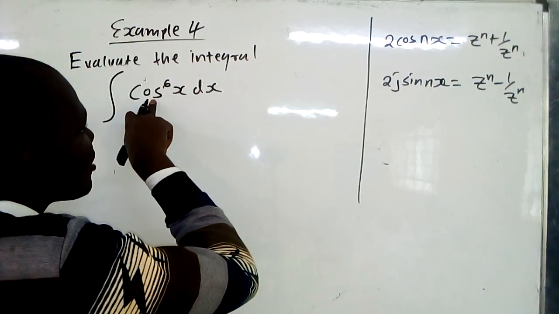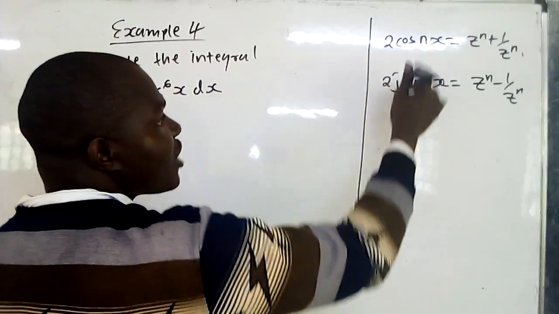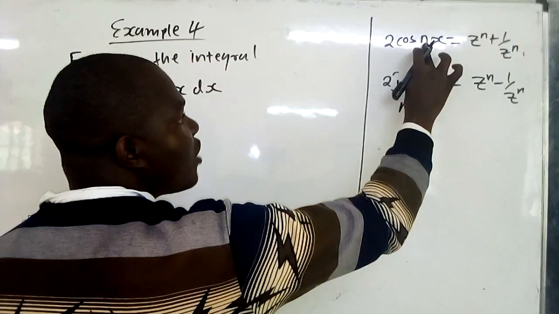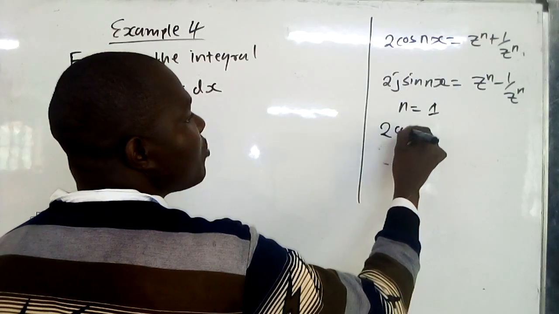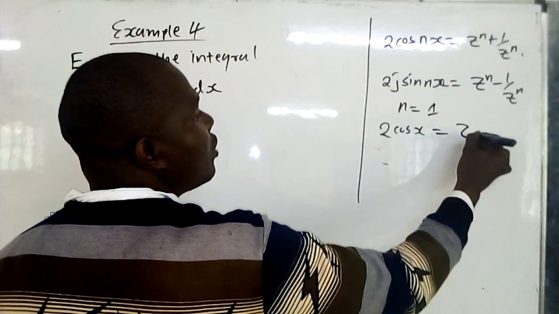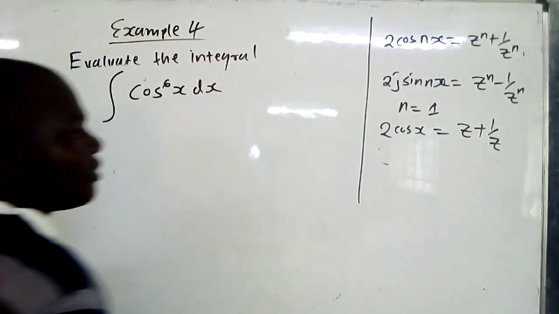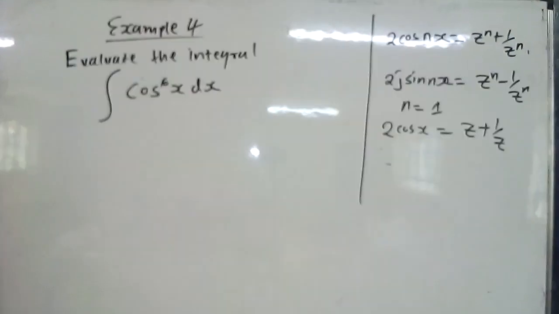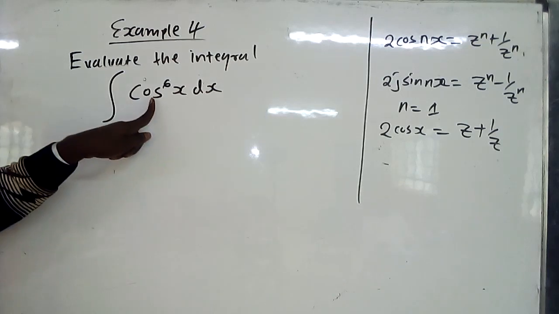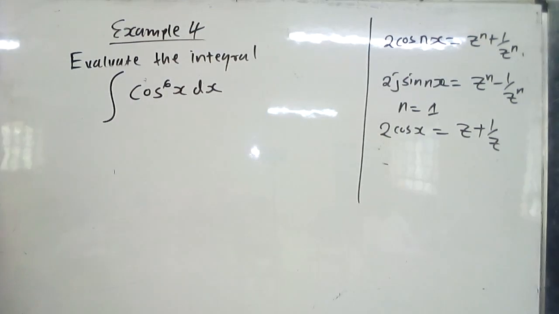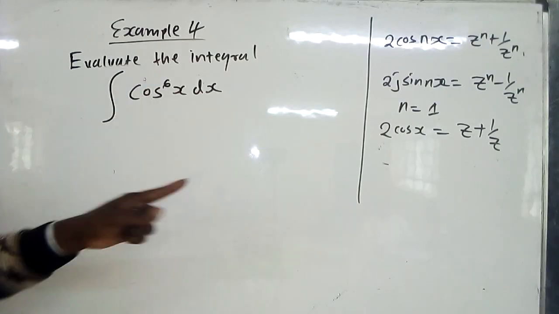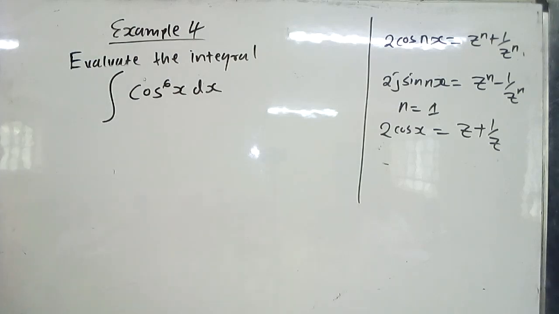Then what do we want to expand? Cos. So where there is cos, when n is equal to 1, it means 2 cos x is equal to z plus 1 over z. When n is 1, because we are interested in the cos. If there was sine raised to the power 6, then the sine is what we deal with, isn't it? Are we together? Okay?